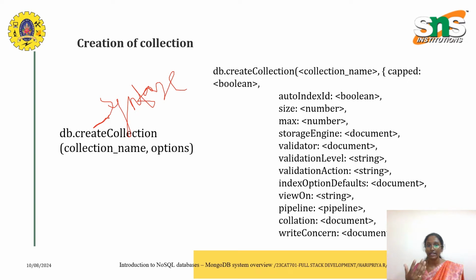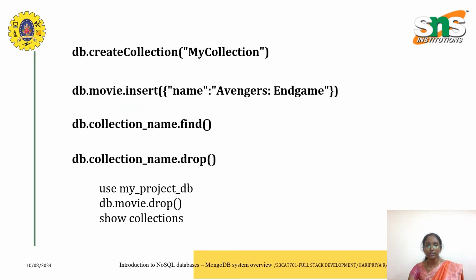The options are autoIndexId, size, max, storageEngine, validator, validationLevel, validationAction, indexOptionDefaults, viewOn, and pipeline. These are the fields I will put in my database. So I will create them here. Clear?